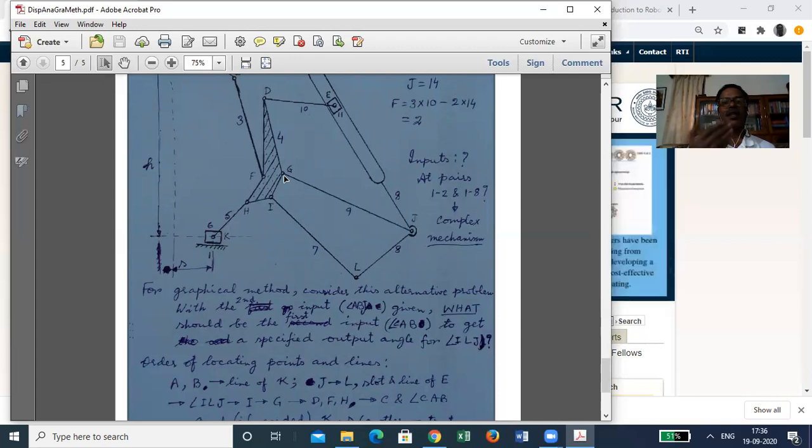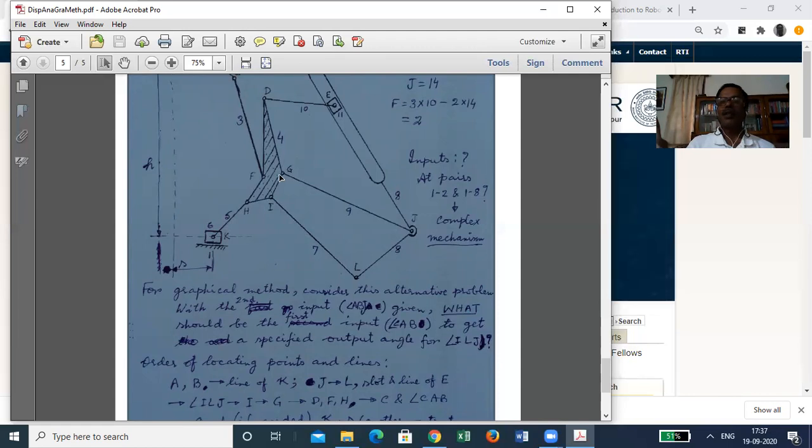Get your tracing sheet from the original, put it on your drawing sheet such that the G's on the tracing sheet and on your paper coincide, I's coincide, and then wherever in the tracing sheet you find DFH, make pinpricks, remove the tracing sheet. Now connect the pinpricks properly to get this funny pentagon. This much you have done.